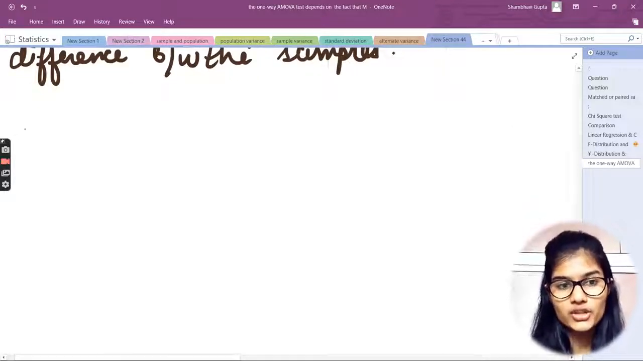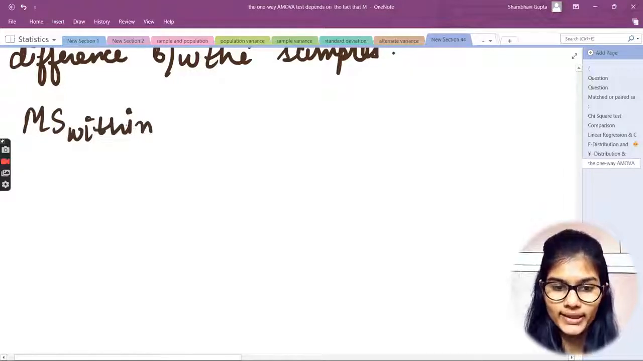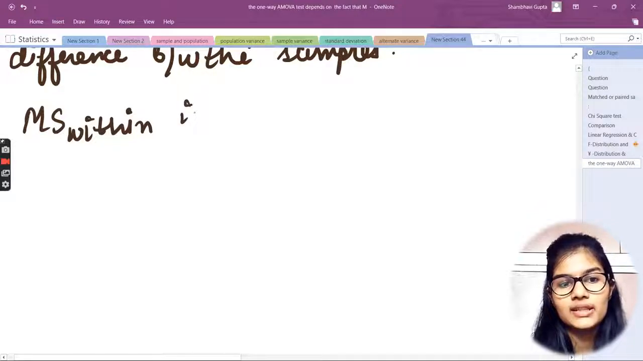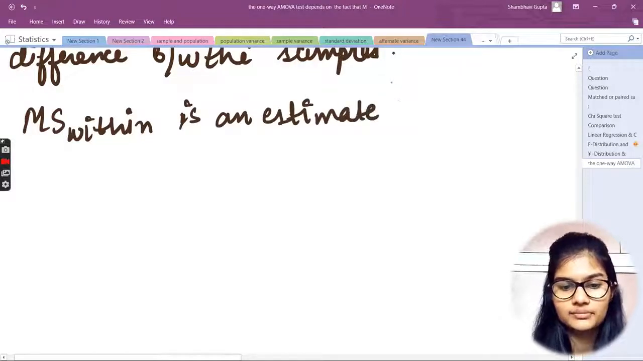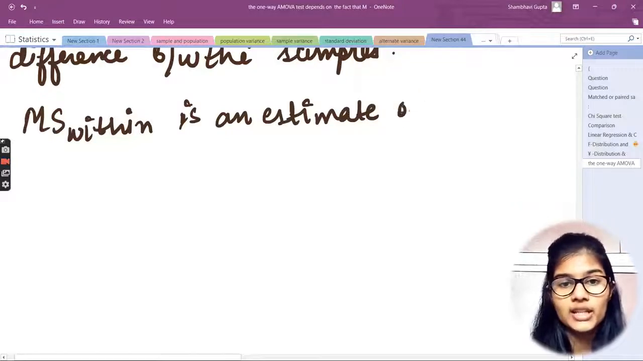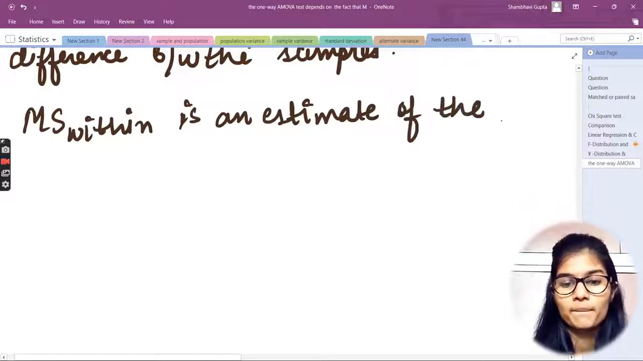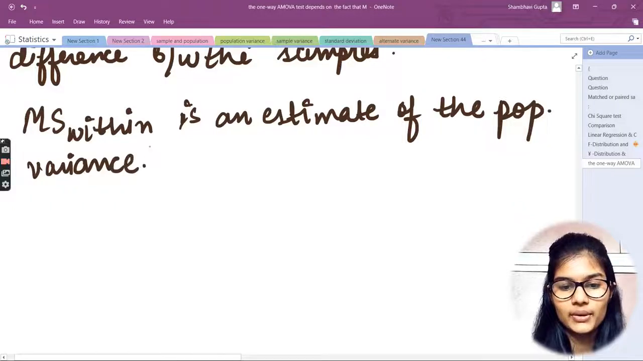Now what if I talk about MS within? MS within is an estimate of the population variance. Let me remove it. So MS within is an estimate of the population variance.